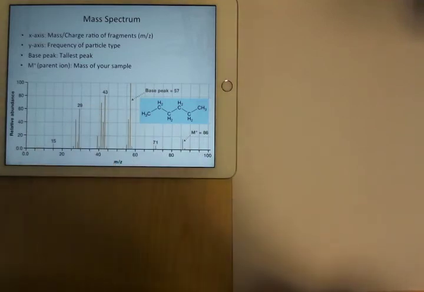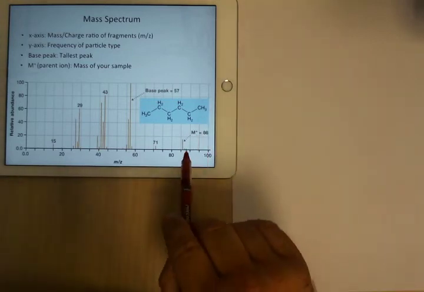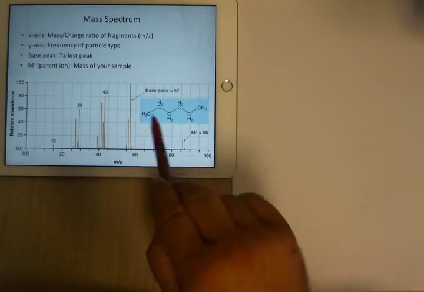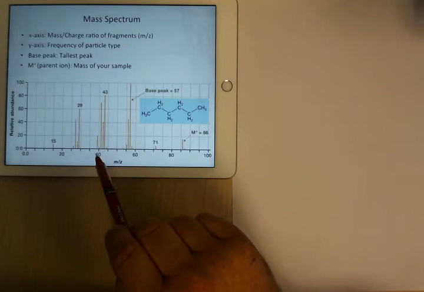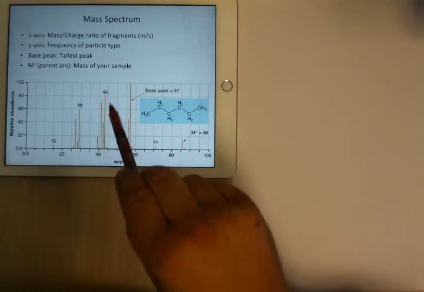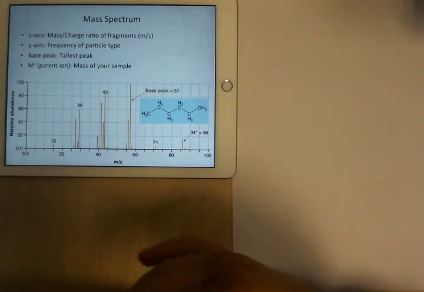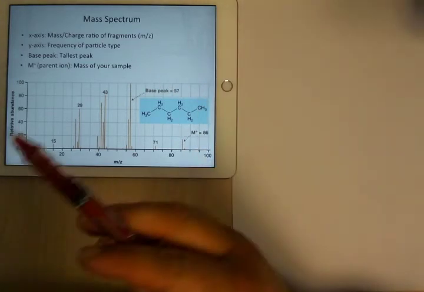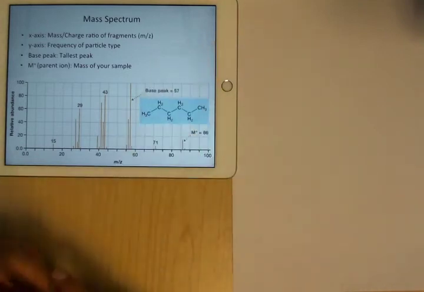Now for our molecules, we're really only going to assume that it's a charge of +1. But if your molecule was 86, which is here, and somehow you got two plus charges on there, it would show up at 43. It would show up as this 43 peak, because it's mass to charge, so it'd be 86 divided by 2. As the molecule gets bigger, that becomes a more significant issue. But for small molecules, it's usually just the 1.